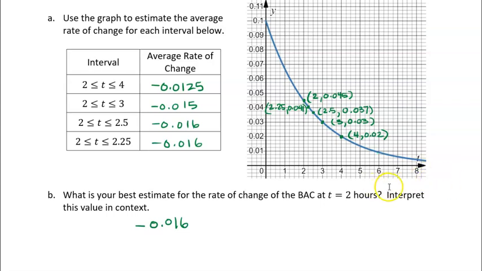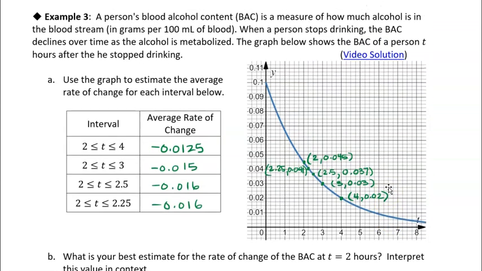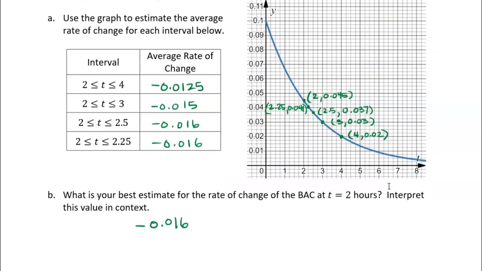All right, now I don't know about the units on this. It doesn't really say. Oh, I guess it's okay. This is in grams per 100 milliliters of blood, right? That's what the blood alcohol content is measured in. But because this is the average rate of change over time, this would be per hour because our t is in hours.